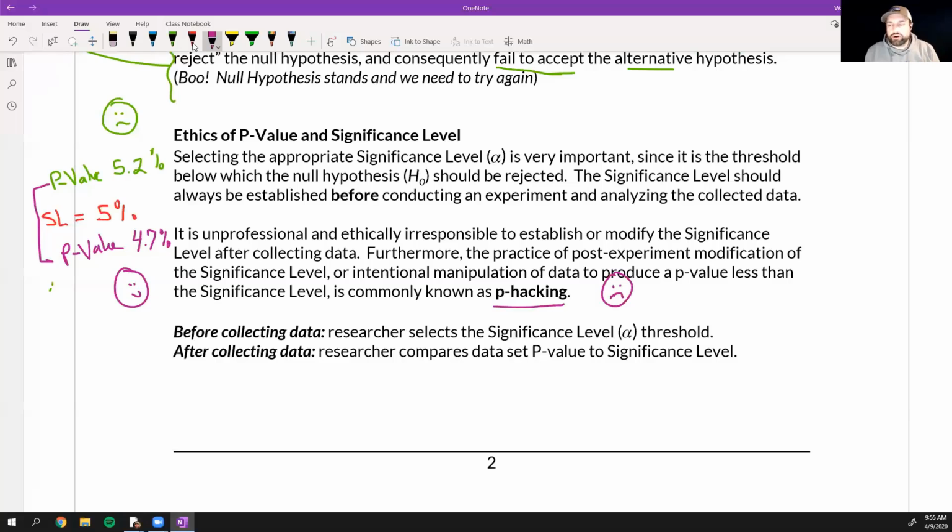You have to make sure that before you start collecting your data, you establish your significance level. What is your significance level? Is it going to be 1%? Is it going to be 5%? Is it going to be 10%? What significance level are you going to establish? And then after you collect your data, you compare the p-value of your data to the established significance level. That's how this process happens.